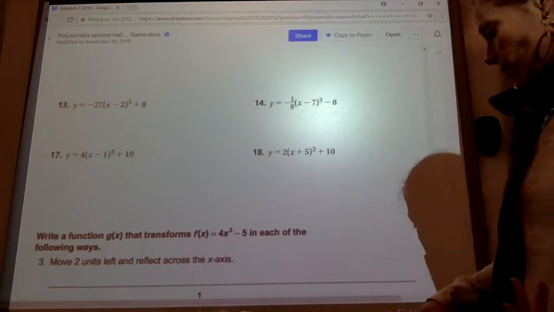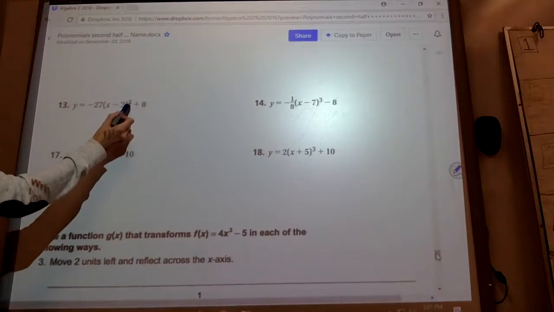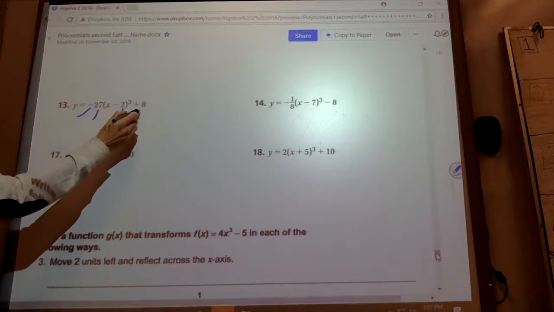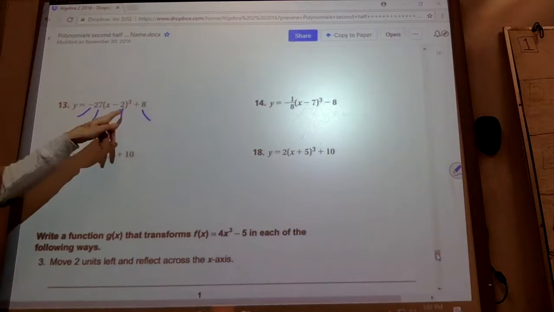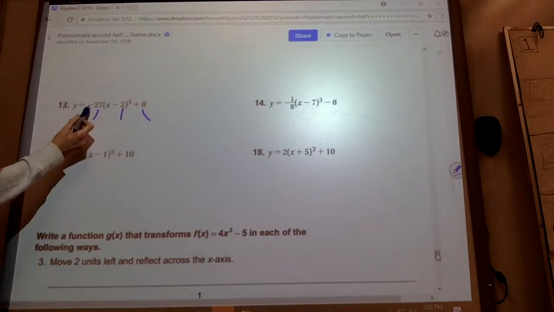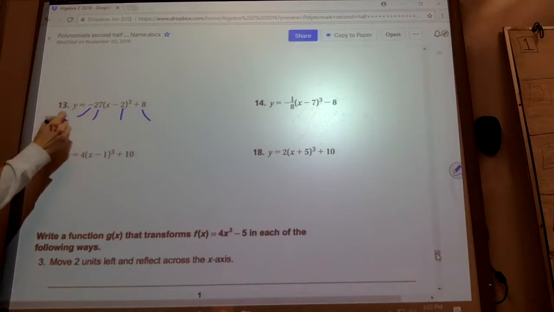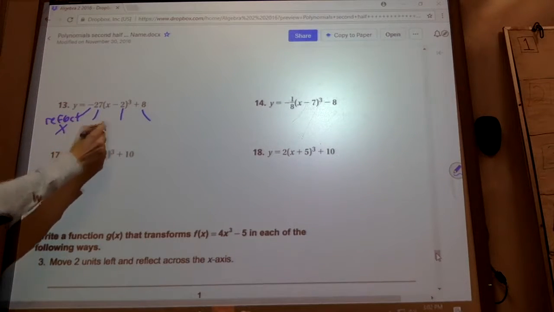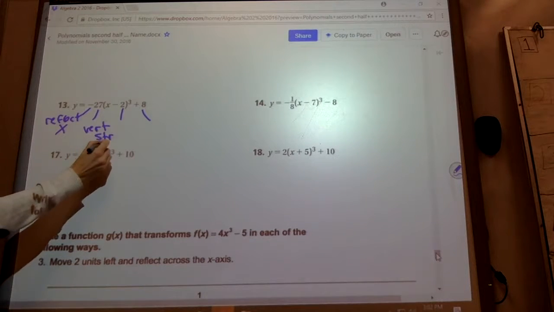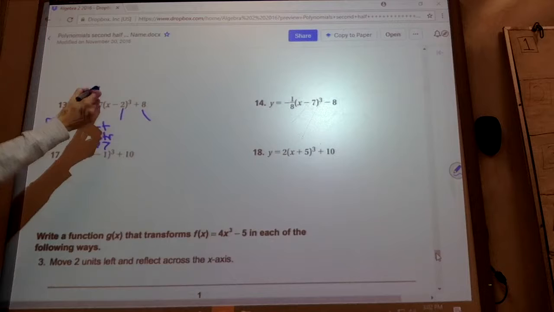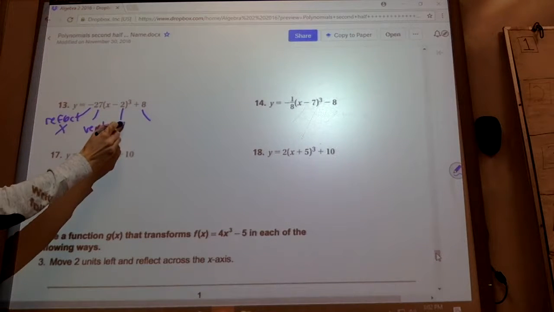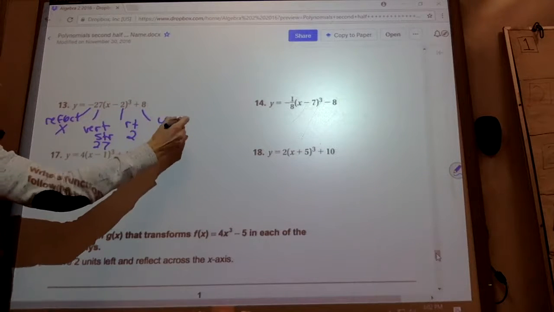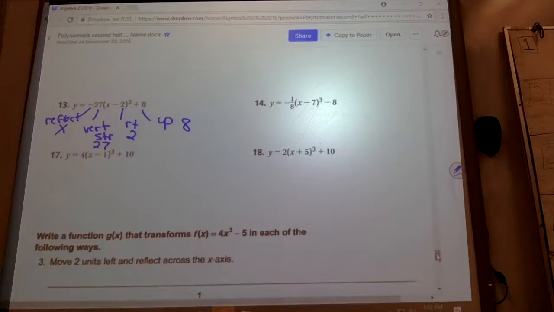To go backwards, I look at my cubic function, because that 3 means cubic, and there were 4 things that happened here. 4 things. What were they? What would this negative mean? Reflect over the x. What does 27 mean? Vertical stretch of 27. What would minus 2 in the parentheses mean? Right 2. And what does plus 8 outside the parentheses mean? Up 8. Good.